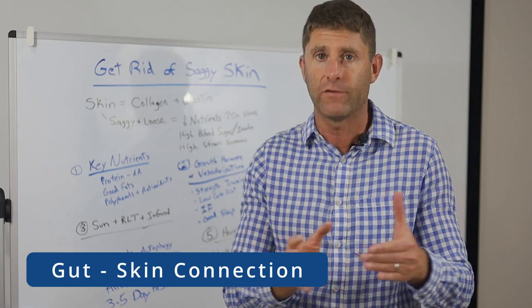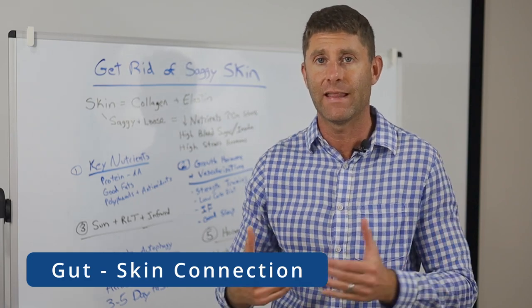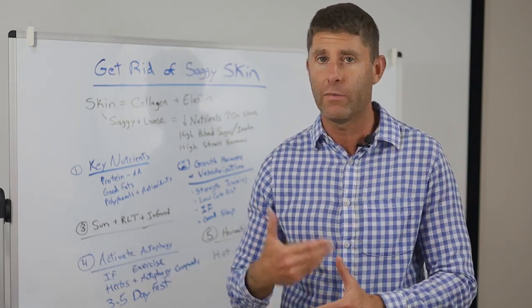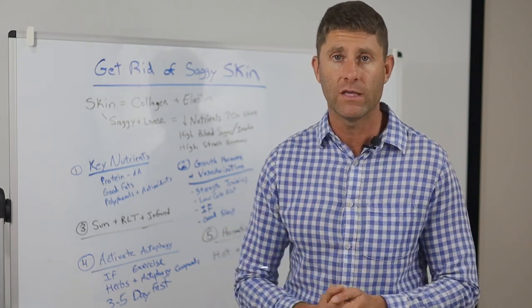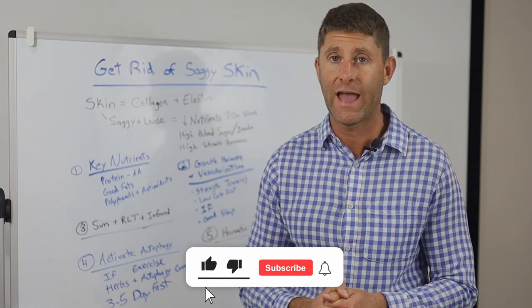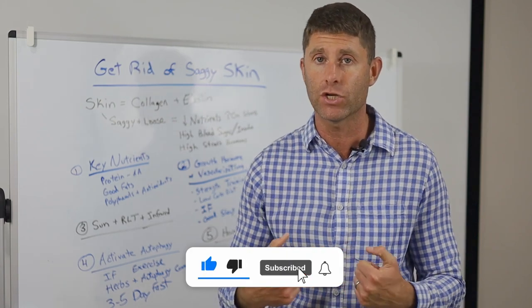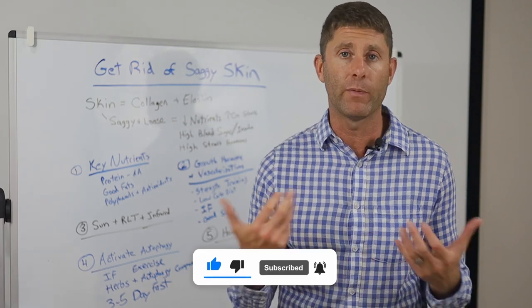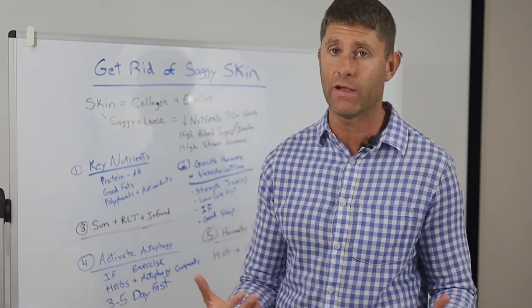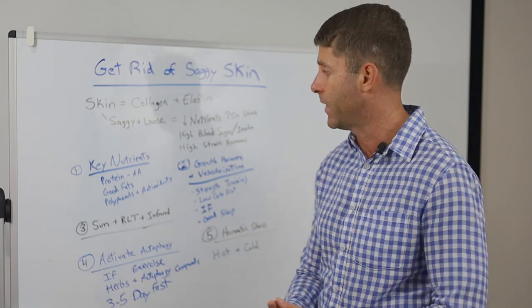And we know that there's a gut-skin connection, meaning that when our gut is disordered and we have a bad bacterial balance, or we have parasitic overgrowth or yeast overgrowth, or we have damage to the tight junctions, creating leaky gut and intestinal permeability, that's going to drive up inflammation throughout the body, and it's definitely going to affect our skin and cause us to age quicker.